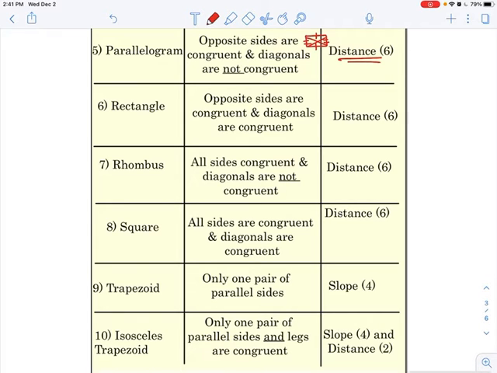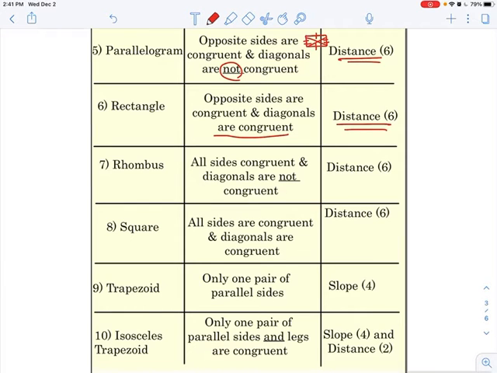A rectangle has opposite sides congruent and the diagonals are congruent as well. So literally this is just like number 5 with the parallelogram, except when you use the distance formula, this time you want the diagonals to be congruent instead of not congruent.